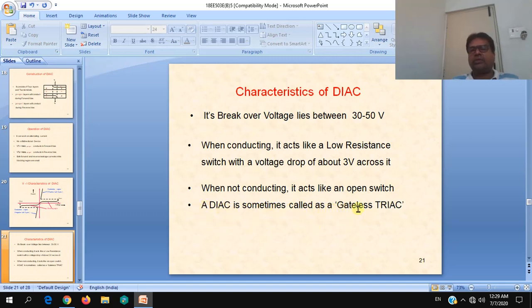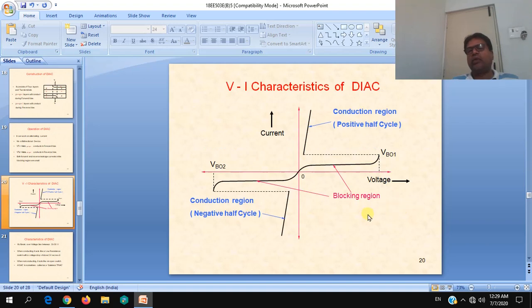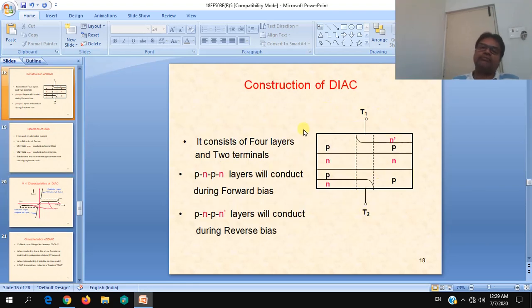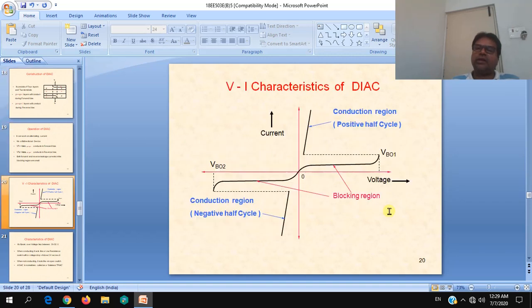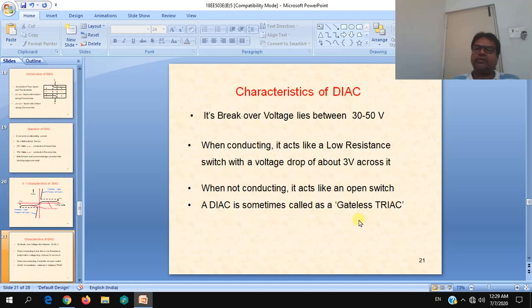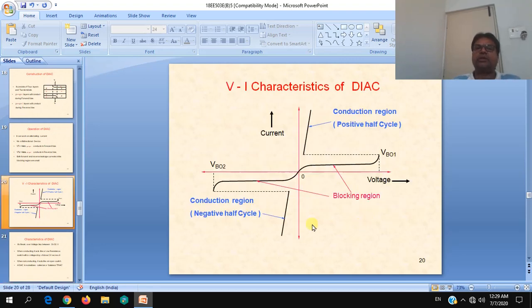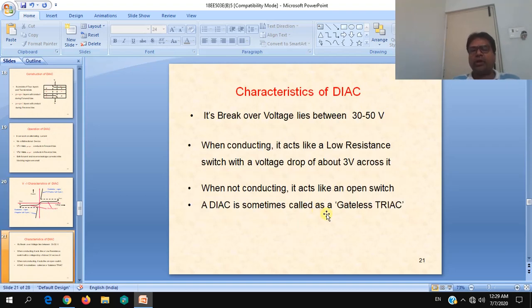Obviously, a diac is sometimes called a gateless triac. Why it is called a gateless triac is that when we compare the structure, it is almost similar to the triac, where the triac will have a gate, but the diac will not have any gates. All other features will be very similar, and the operations will also be similar. Even the triac has symmetric characteristics in both first and third quadrants. That is, the triac is also a bidirectional device, but it can be designed for higher ratings when compared to the diac.